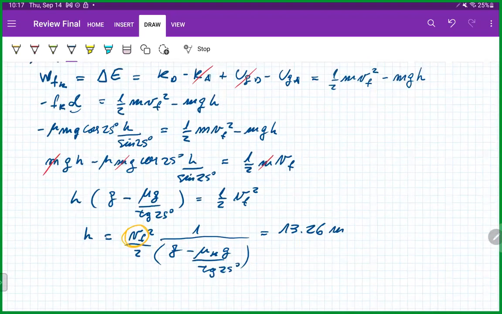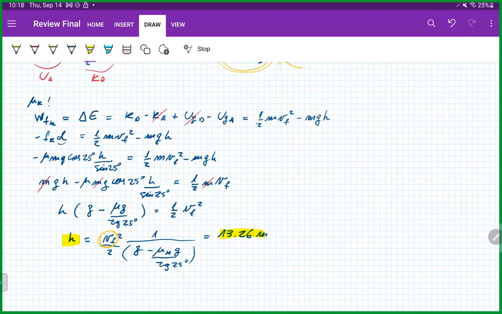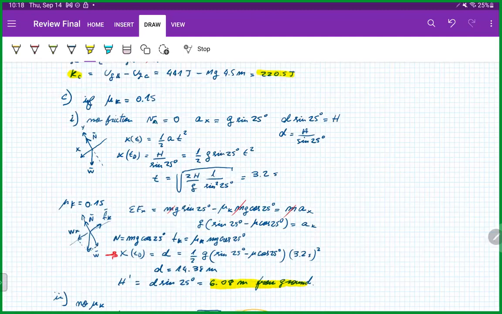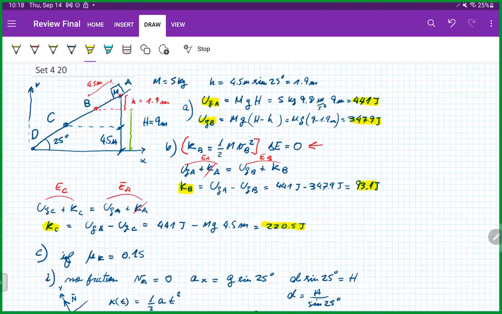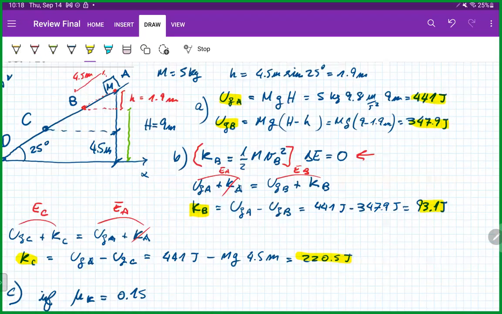So that's the height from which you need to throw this object in order to get the same speed at the end of the ramp: 13.26 meters. And it makes sense, right? It would need more, because before we were throwing it from 9 meters high. Sorry about the graph here, but it looks like the 9 meters is just the green part. The 9 meters is this whole part. Hopefully you didn't get confused with that.